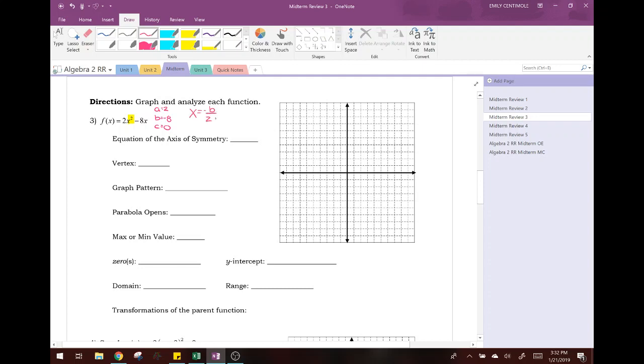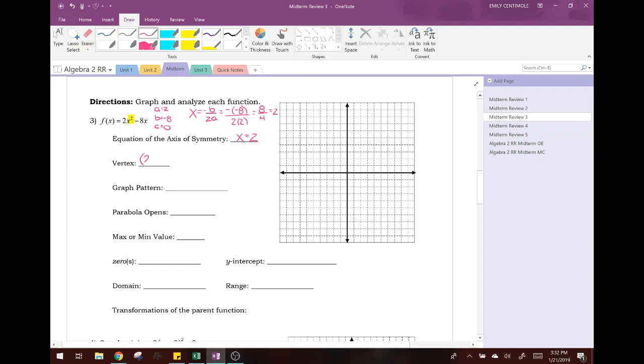This is a formula you need to know for the midterm. I would put it on your study card for sure, and then it will also be on your midterm exam itself, but you just want to make sure that you know how and when to utilize it. So I have the opposite of my b value. Notice the double negative, one from the formula, one from my b, over 2 times my a value. So I have 8 divided by 4, which is 2. The equation for the axis of symmetry, x equals 2.